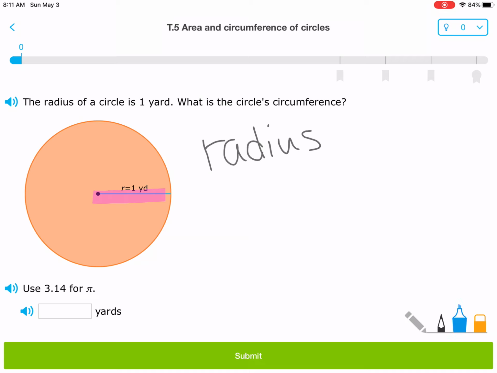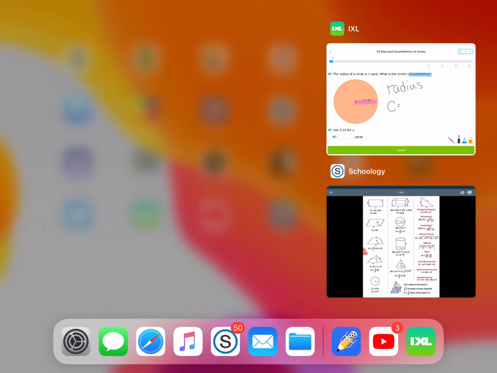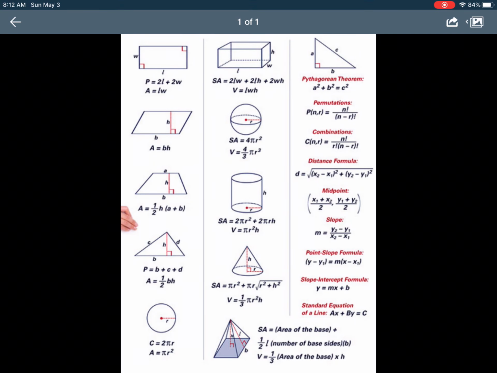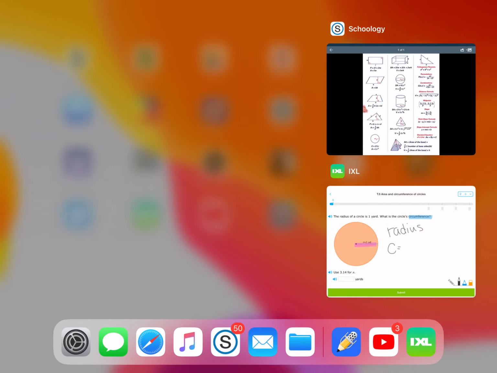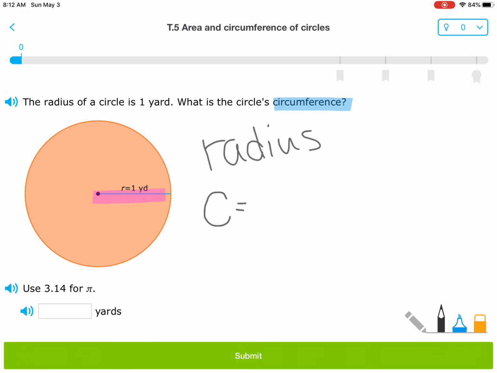The second thing to always look at is to see what the question is asking. And it's asking for the circumference. So we need the formula that starts with the capital C from our formula sheet. So here's the formula sheet. And our circle's at the very bottom, and it says circumference equals 2 times pi times r. So circumference equals 2 times pi times r. R is our radius, okay?